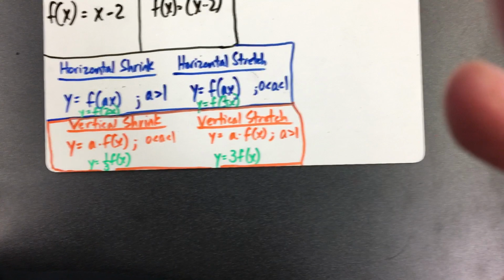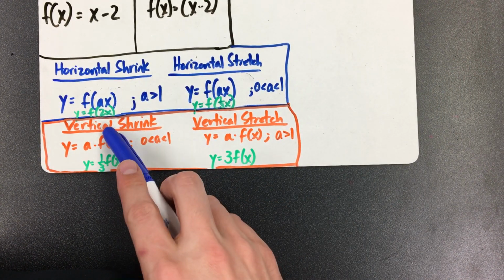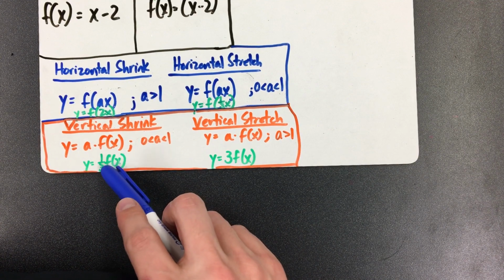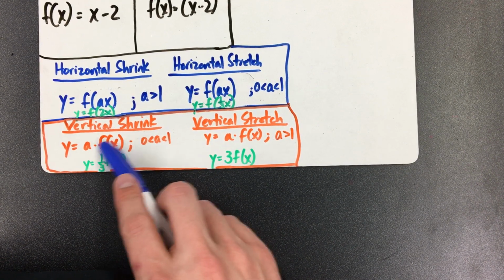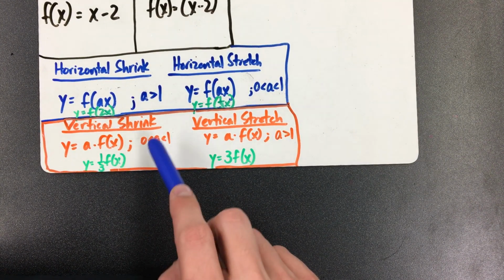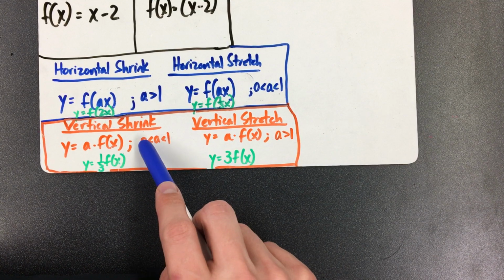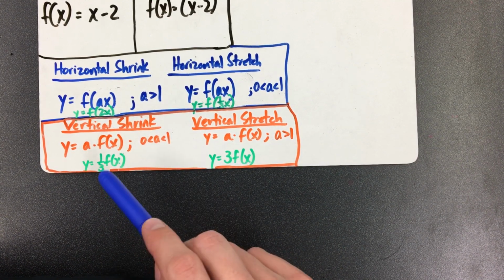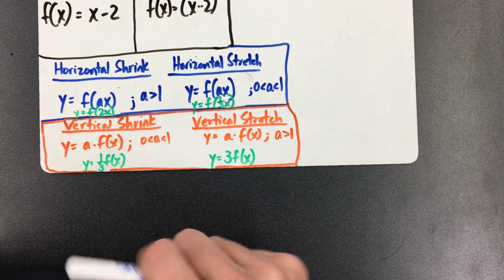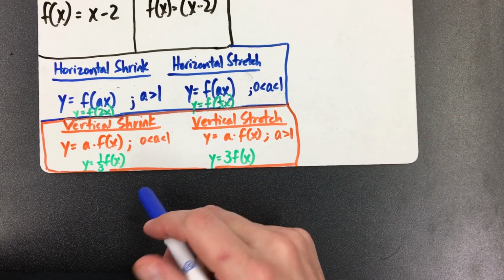These are much more common. These are much more straightforward. On these, the number that we have in the letter A location is going to be out in front of the parentheses. It's just going to be like y equals some number times whatever, and that number is going to be in between 0 and 1 when we're doing a vertical shrink. We're going to shrink something down. That number is going to become smaller. The slope is going to get less than 1.